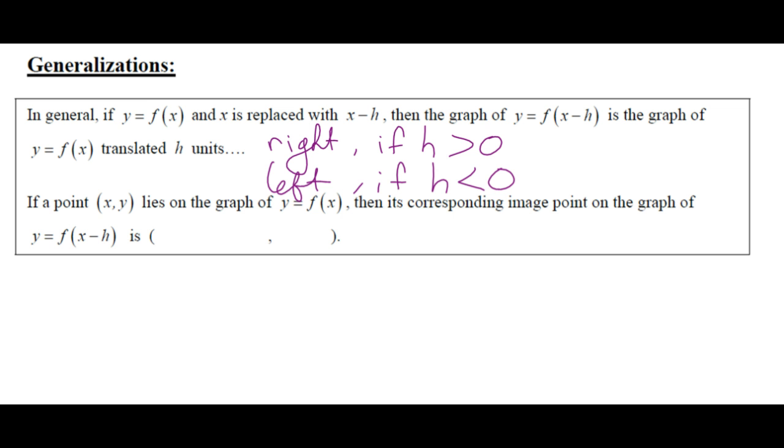The point xy lies on y equals f of x minus h, so the mapping, xy goes to what? x plus h and y. Okay, so if you see f of x minus 5, you're going to think, oh, that's right 5. Okay, then what do I do? I take the x, I'm going to have to add 5 to it, right? So it's x plus h, where h is the number following a negative sign.